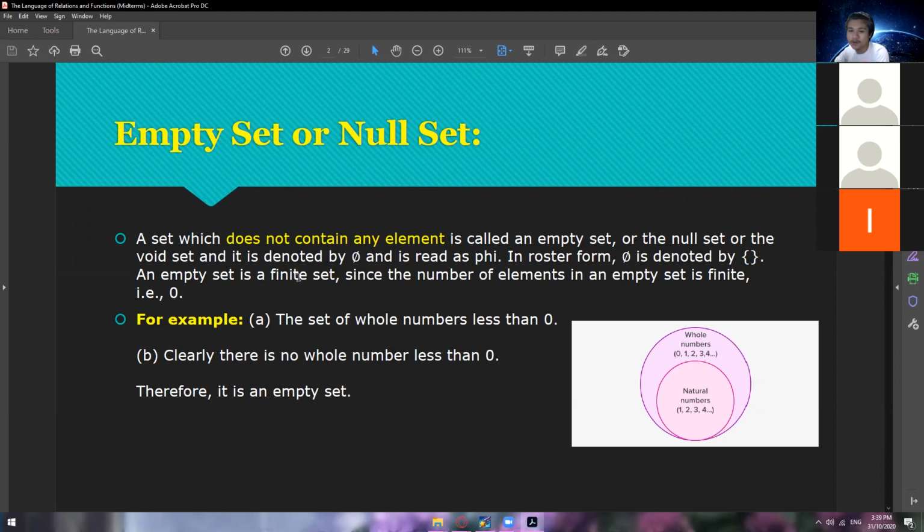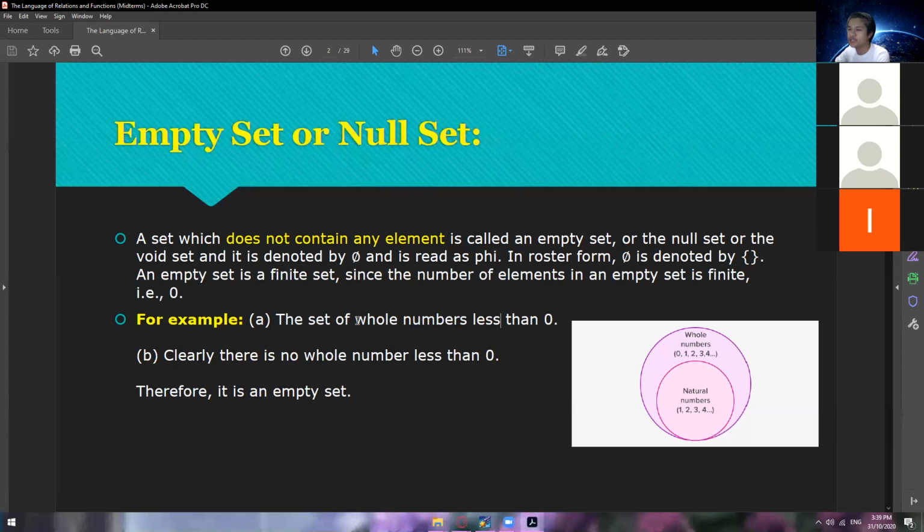Like for example, 0, okay? Walang laman or there's no element inside of it. So since the number of elements in an empty set is finite. So for example, the set of whole numbers less than 0. So this is a set wherein it is representing an empty set. So, analyze natin kung bakit siya naging empty set. So, it says here it is a set of whole numbers wherein whole numbers are 0 onwards. Okay? 1, 2, 3, 4, and then onwards.